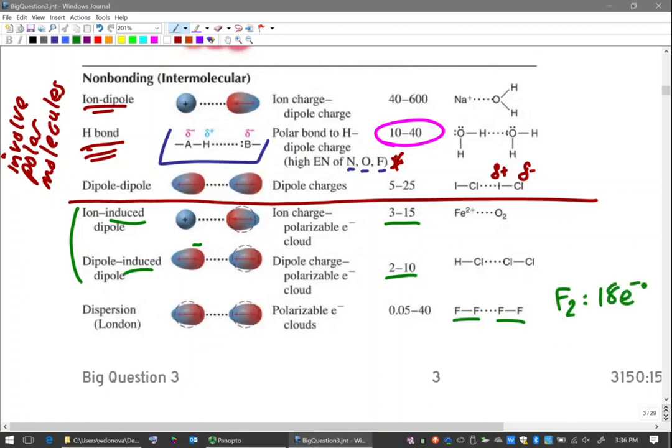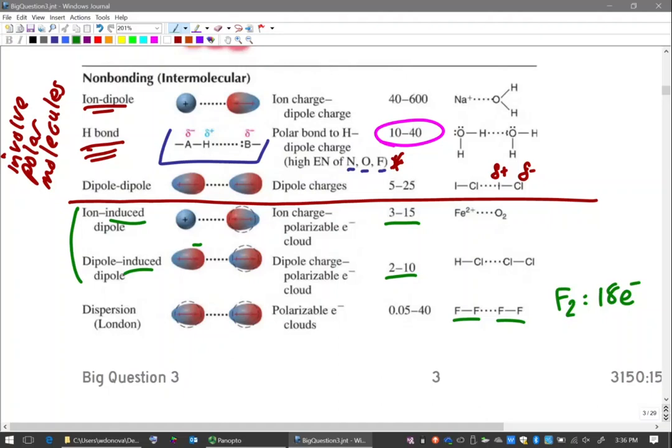Fluorine has 9 electrons per atom, so 2 fluorines bonded to each other give a total of 18 electrons in the molecule. Now, the F2 molecule should be nonpolar, right? It doesn't matter that fluorine's very electronegative. It's bonded to another fluorine with the same electronegativity. So the F-F bond is nonpolar. The molecule is nonpolar.